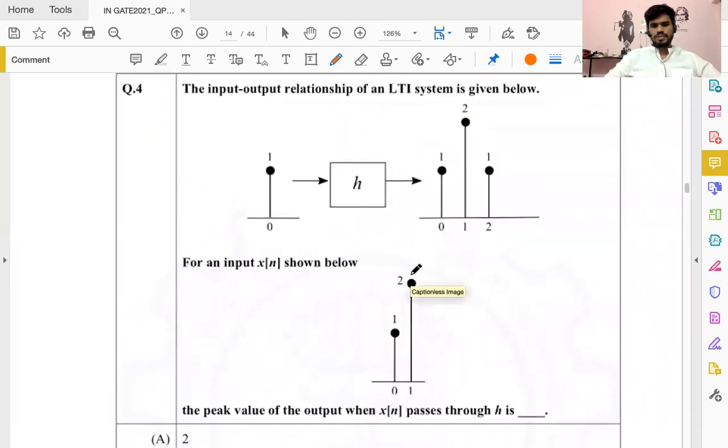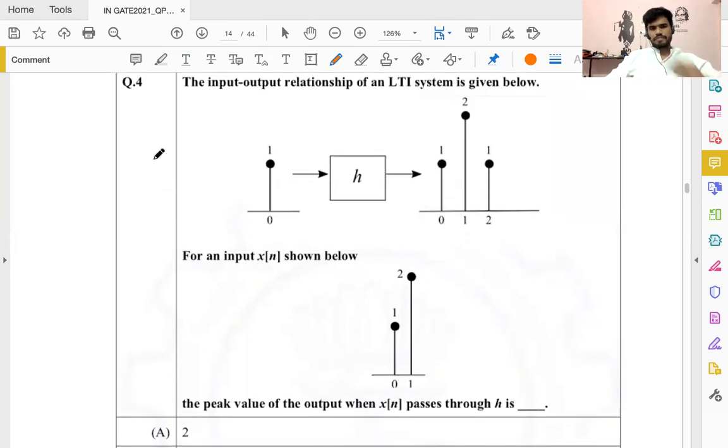Okay, so what are they actually asking in this question? Input-output relation of this is given. If you give a spike, it says something called H, you get spike, 2 times spike, spike. If you give this as an input, what is it? So what are they actually asking here? See, this is impulse response. Discrete impulse response is given.